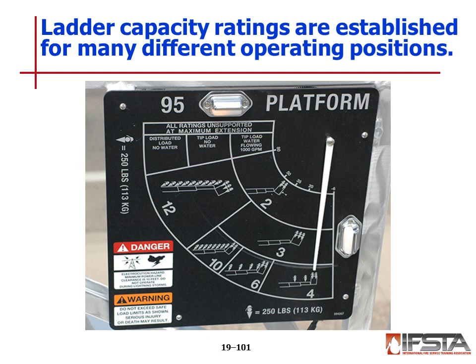Combination ratings that include capacity at the tip while discharging water are also normally provided. Ratings can vary with the elevation and the extension, which are examples of multiple configurations. The aerial operator must study the load chart and be aware of the operating parameters.